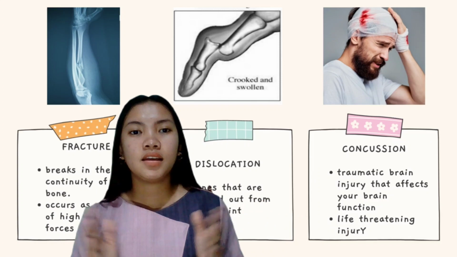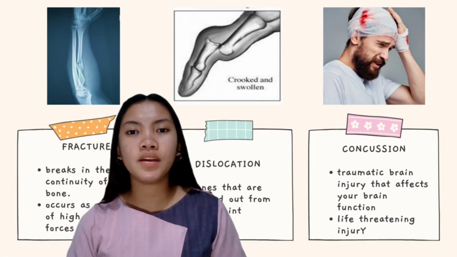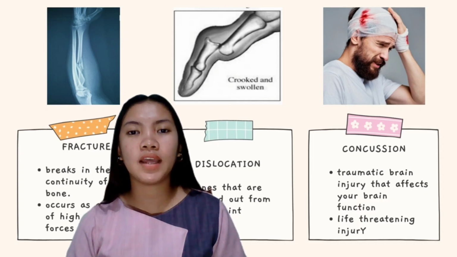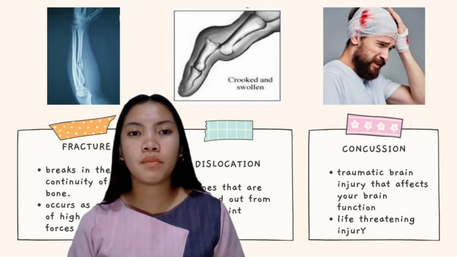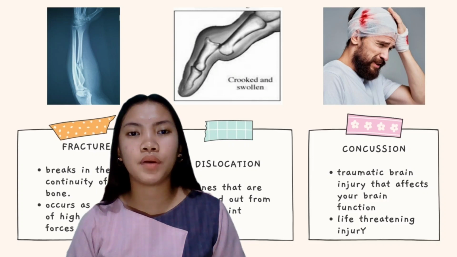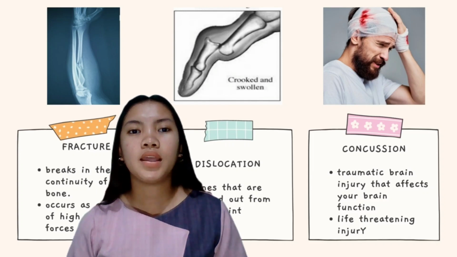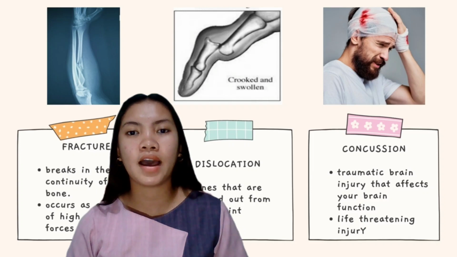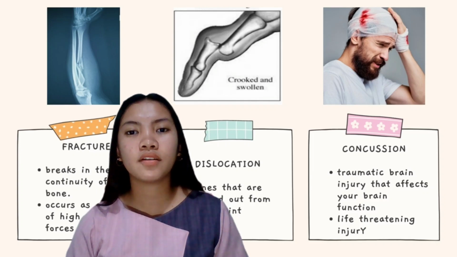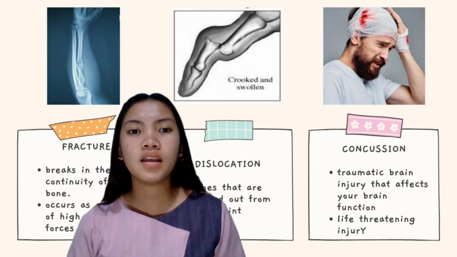And lastly, concussion. It is a traumatic brain injury that affects your brain function. Effects are usually temporary but can include headaches and problems with concentration, memory, balance, and coordination. Concussion in sports is a type of mild traumatic brain injury that affects the brain when external forces cause it to move rapidly. It can happen in any sport, but some sports have higher risks than others such as football, hockey, and rugby. Concussion is considered a life-threatening injury because it disrupts the normal function of our brain.